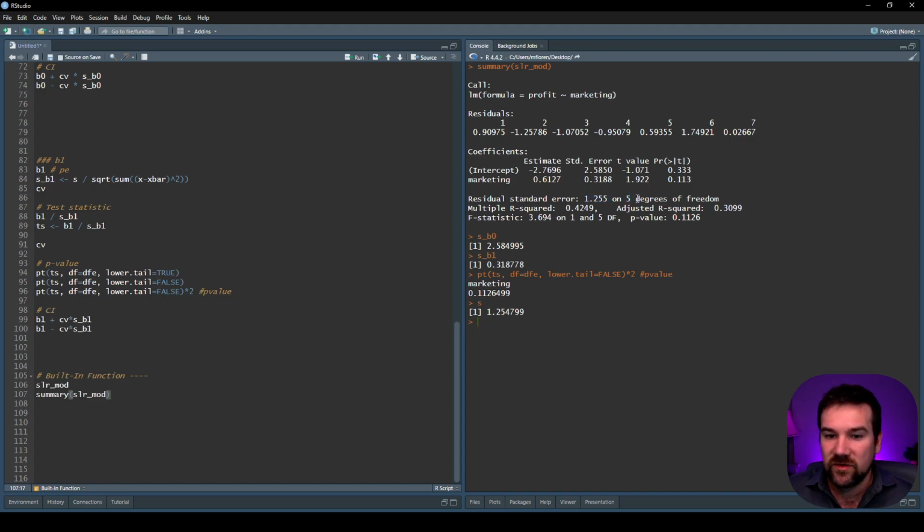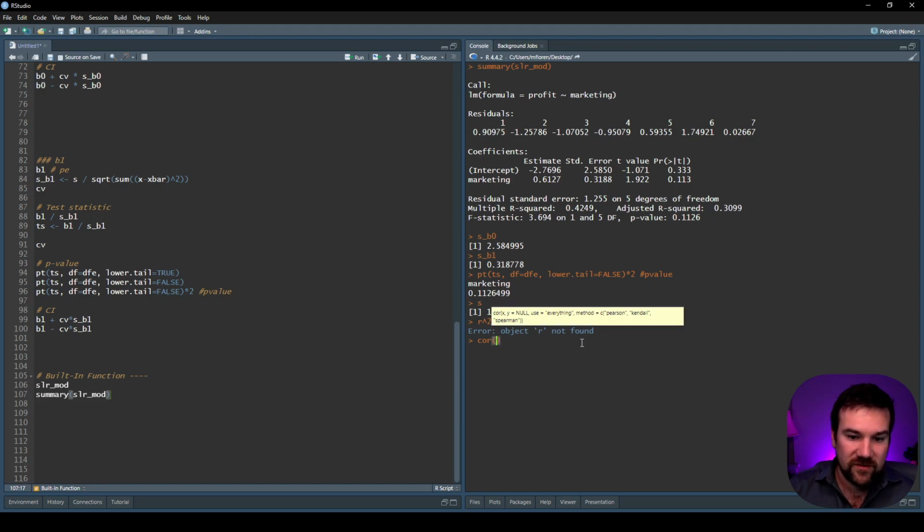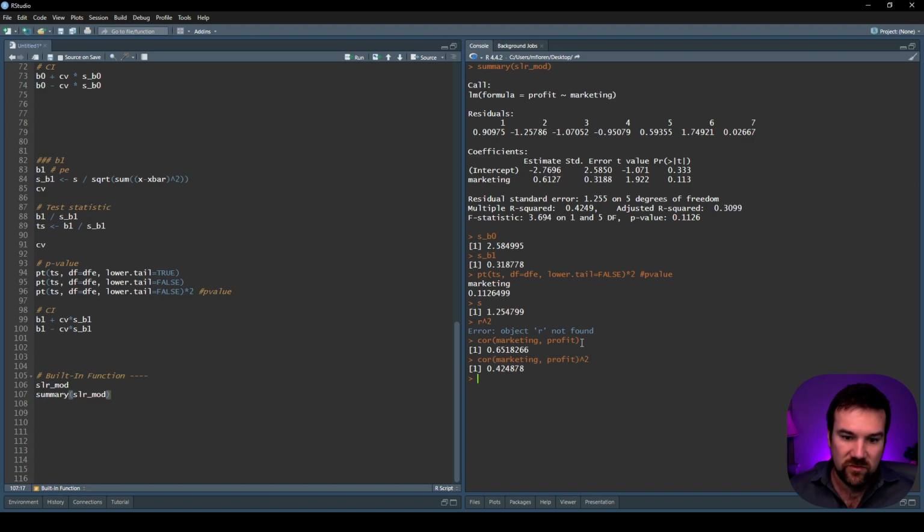I get the degrees of freedom. I get R squared. So if I calculate R squared, oh, I deleted R, unfortunately. So that was from a previous video, I guess. But let me just quickly find this correlation between marketing and profit. So this is a correlation. Square it, 0.4248, 0.4249 with rounding. Yes, I get my R squared. We'll talk about adjusted R squared later. Not yet.